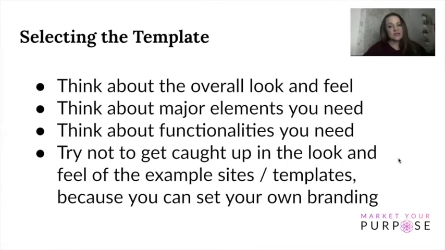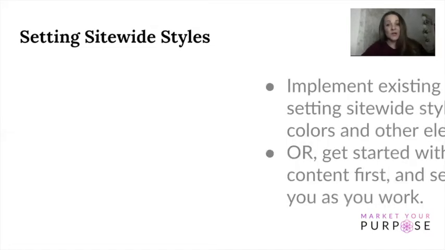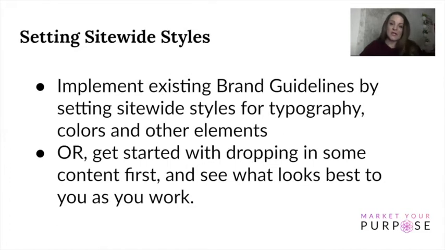Once you're on Squarespace and you've chosen your template, the next thing that you want to do is set site-wide styles. This saves a lot of time in terms of actual typography settings and different color settings and things like that on the site. So the first thing you're going to want to do after you implement your template is go into the site-wide settings and implement the styles from your brand guidelines.